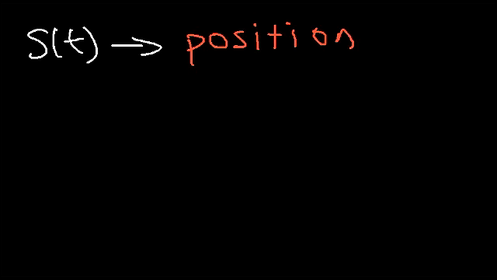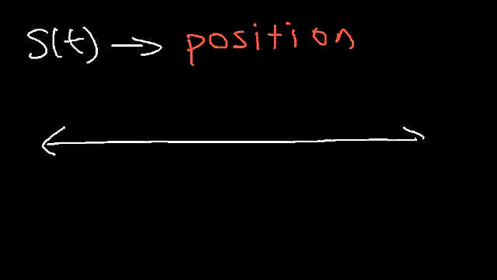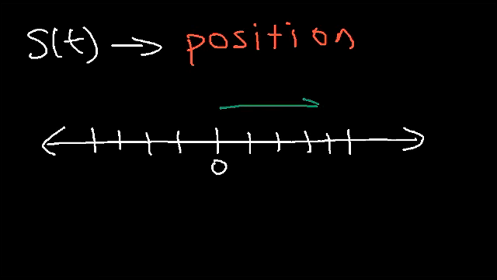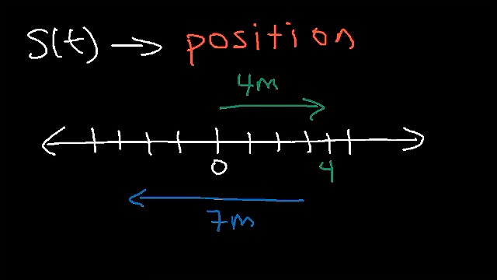So for example, let's say we have a number line. If you start from the origin, so let's say the position is 0 on the x-axis, and let's say you travel 4 meters to the right. Your new position is 4. Now let's say you travel 7 meters to the left. 4 minus 7 is -3. So your final position is -3.